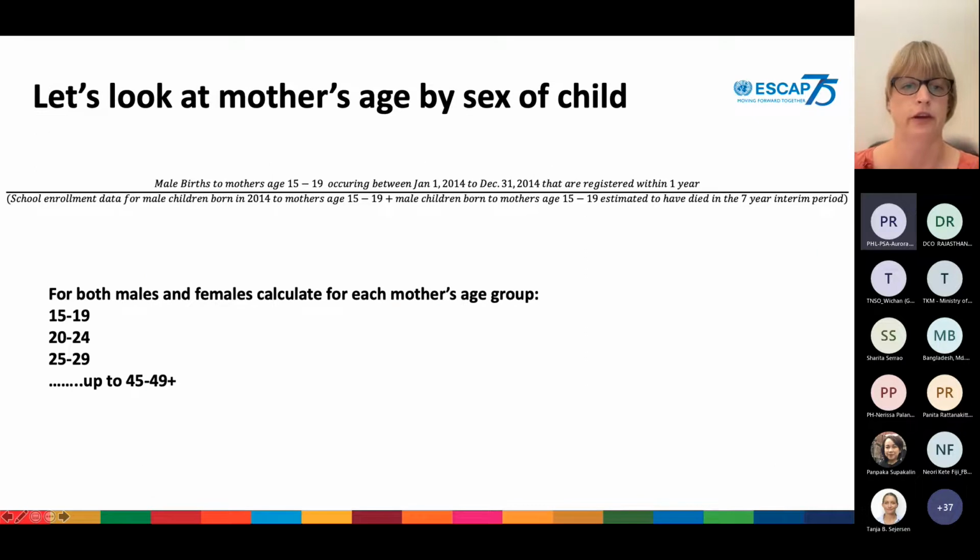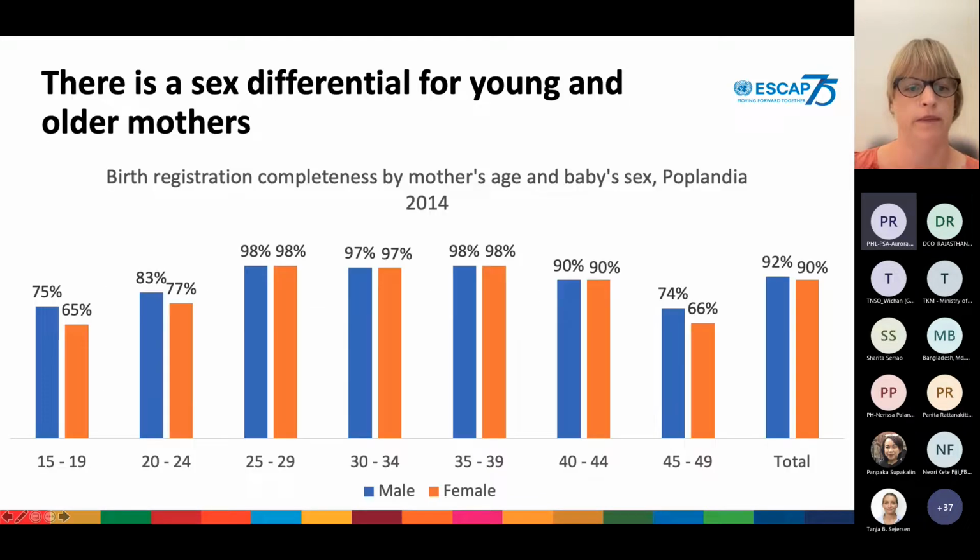And then if we start to look at the mother's age by the sex of the child, are young mothers more or less likely to register a male versus female, or older mothers as well? If we look at that, it does seem like perhaps for the young mothers, there's a little bit higher registration for the males too. And then the same with the older mothers, there's a little bit higher male registration compared to females. But in these interim ages, they're very close.